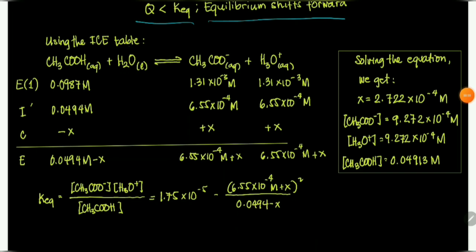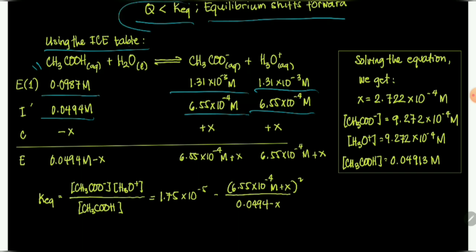Okay? So now let's use the ICE table. Okay? So the reaction is still the same: acetic acid plus water produces acetate anion plus hydronium ion in solution. So for the equilibrium concentrations we got from number 1, we have 0.0987 molar for acetic acid and 1.31 times 10 to the negative 3 molar for acetate and the hydronium cation. So after doubling the volume, or adding water, okay? These are the new concentrations: 0.0494 molar for acetic acid, and 6.55 times 10 to the negative 4 molar for acetate and the hydronium.